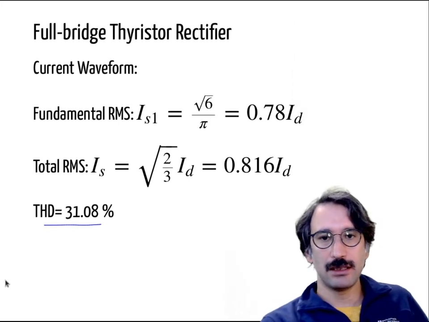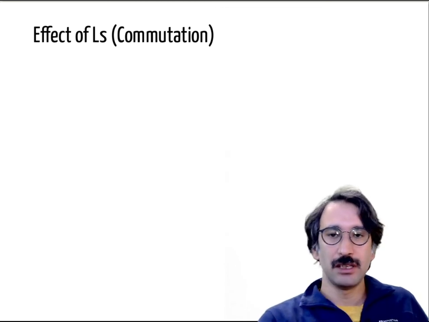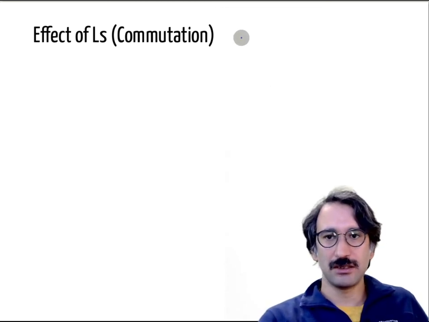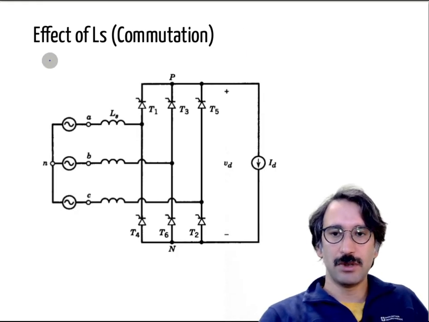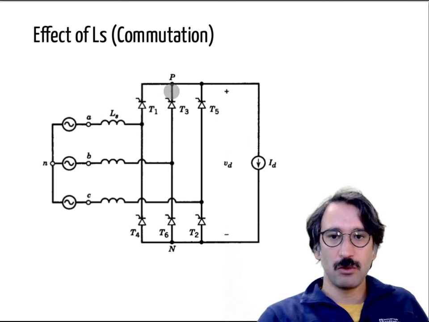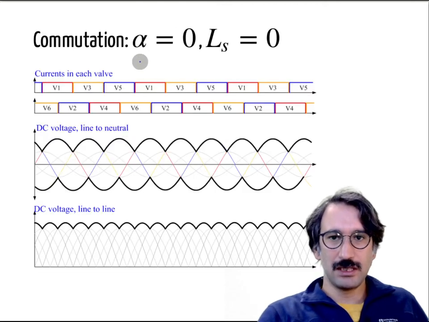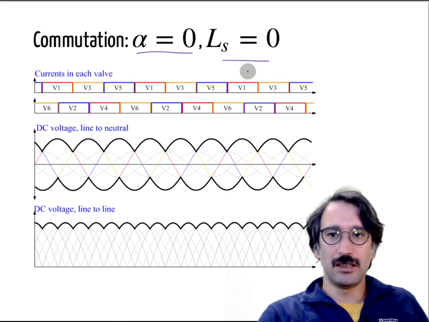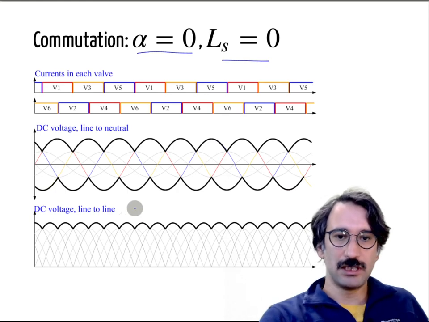So let's discuss the effects of the commutation. Again, I don't want to get into detailed calculations. The derivation is out of the topic of this course, but just to see what happens in a thyristor rectifier. So it is again identical to what we have in the commutation for a diode rectifier. So the areas are the same. So this is firing angle 0, and our line inductance is 0. This is the ideal case, and the output voltage is like that.